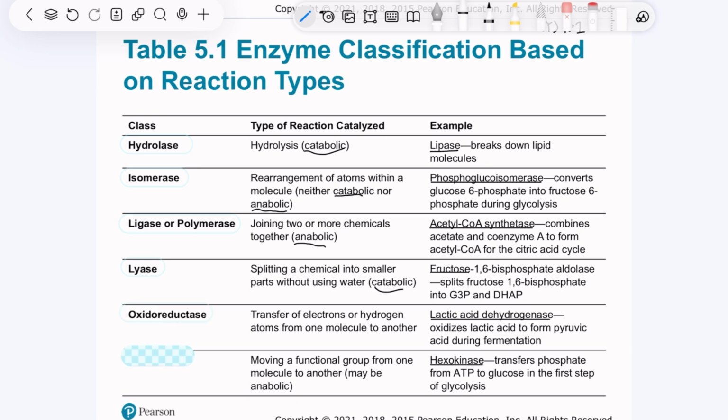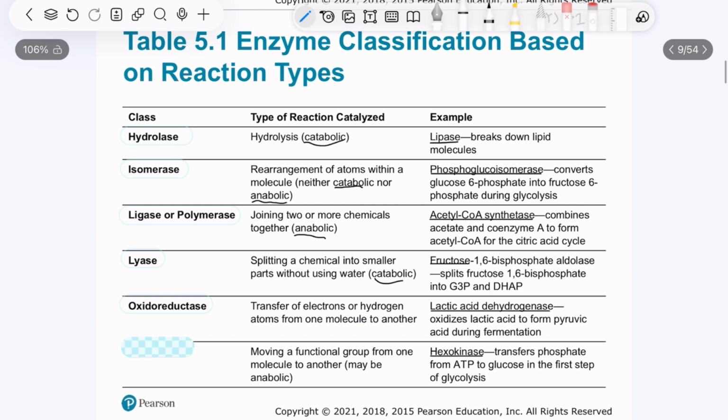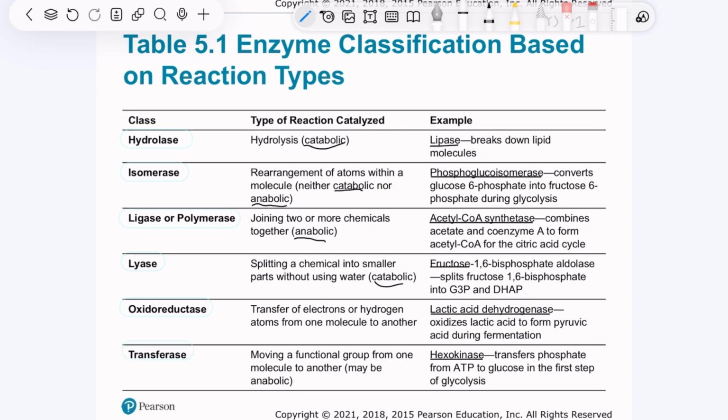It basically splits fructose 1,6-bisphosphate into G3P and DHAP during glycolysis. We then have oxidoreductase. This is the transfer of electrons or hydrogen atoms from one molecule to another. An example of this is lactic acid dehydrogenase, and it oxidizes lactic acid to form pyruvic acid during fermentation. We then have transferase. It moves a functional group from one molecule to another, and this may be anabolic. An example of this is hexokinase. It transfers phosphate from ATP to glucose in the first step of glycolysis.